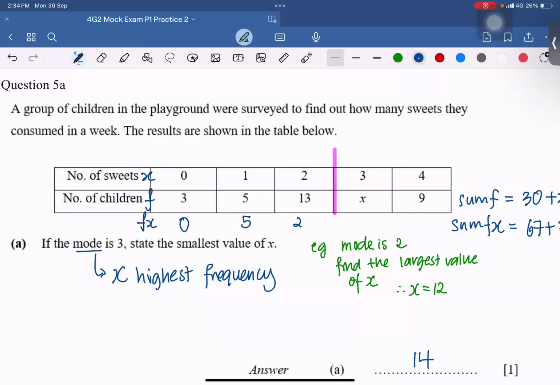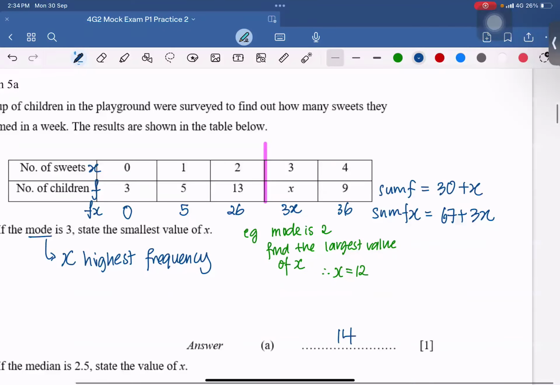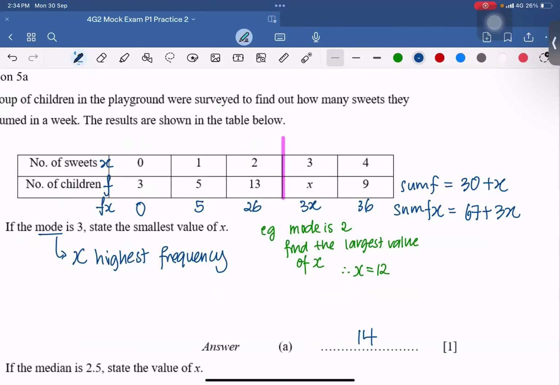2 times 3, this is 6. 3 times x, this is 3x. 4 times 9, 36.